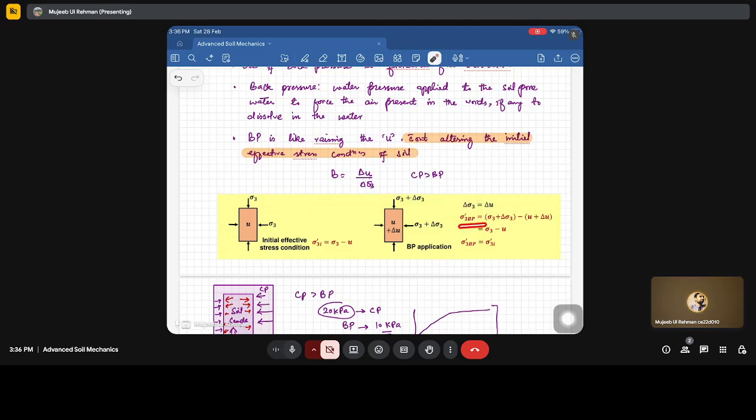So once you do this and determine the final effective stress condition, it comes equal to the initial stress conditions. So the main thing is, once the soil becomes saturated, this equation holds true: delta sigma 3 is equal to delta U, as a result of which our final effective stress conditions become equal to the initial effective stress conditions.